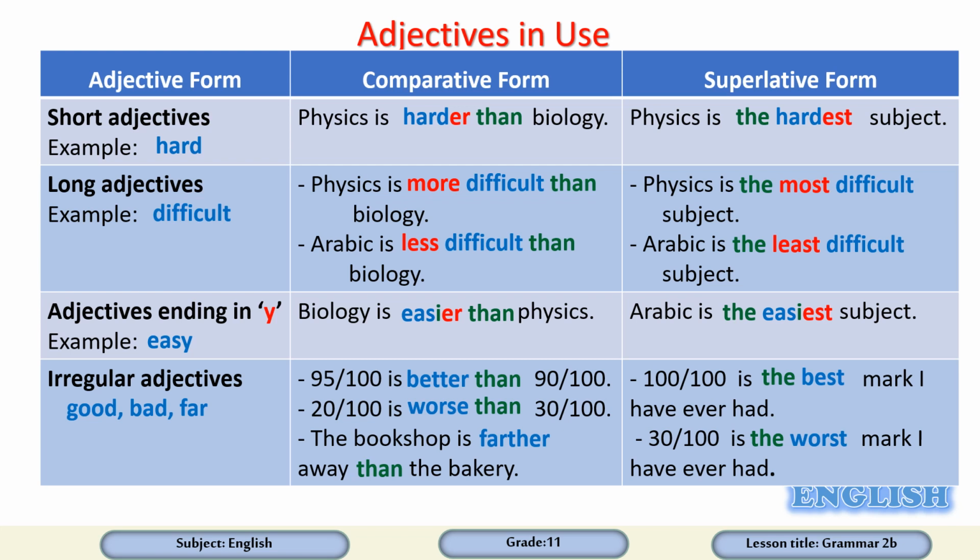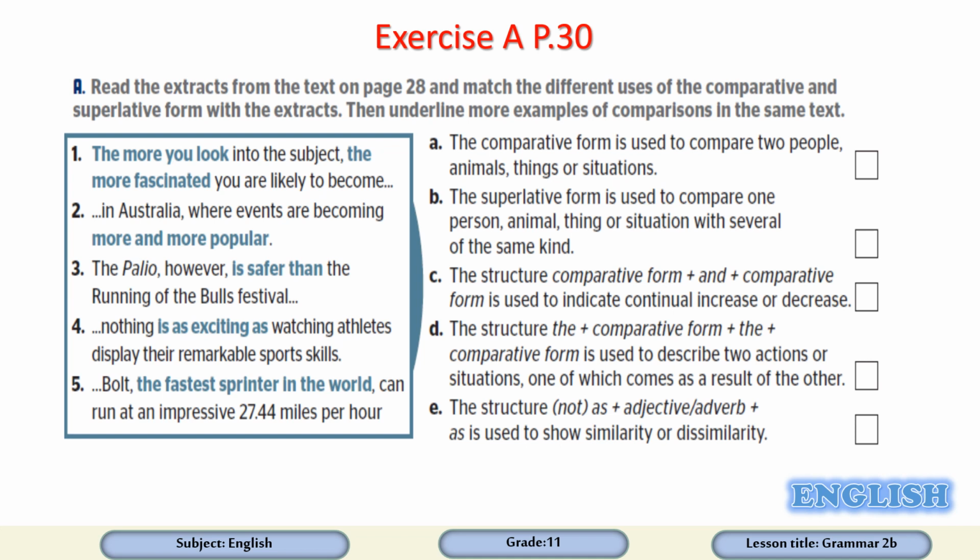Stop the video now and take some time to look at the sentences in the table. They provide you with examples on how to use the different types of adjectives both in the comparative and in the superlative forms. Let's go now with exercise A, page 30. Read the extracts from the text on page 28 and match the different uses of the comparative and superlative form with the extracts. Stop the video and have some time to match the sentences on the left with the uses of the comparative or superlative on the right.